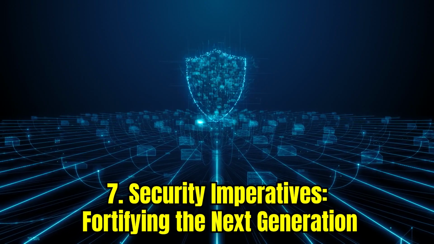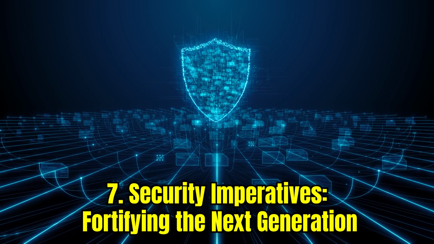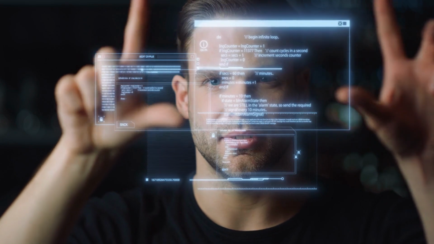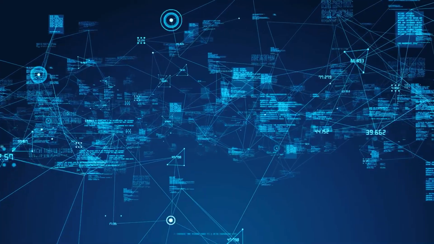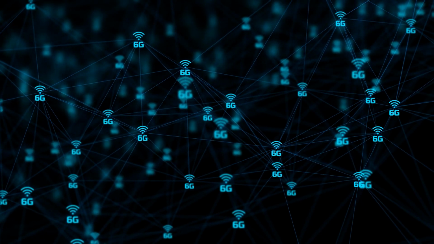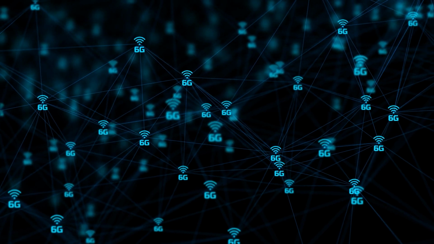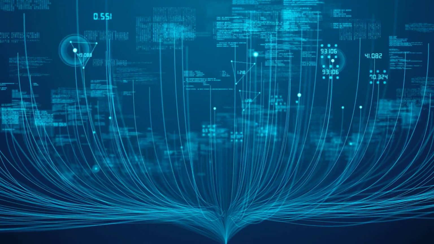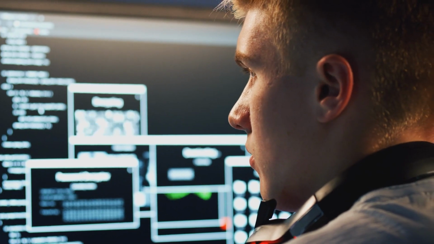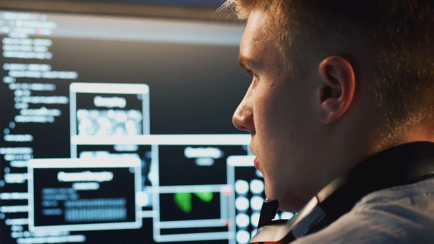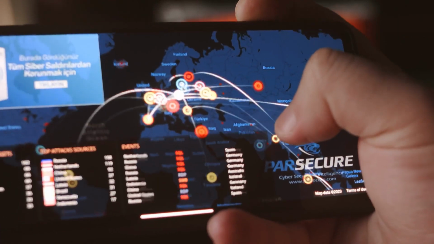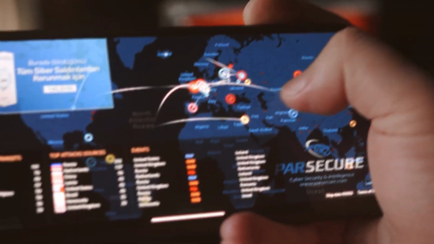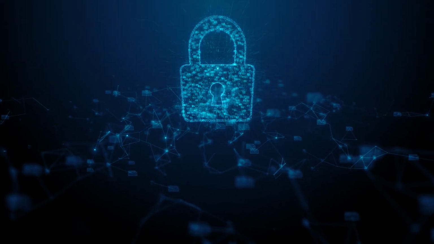7. Security imperatives. Fortifying the next generation. The deployment of 6G technology will necessitate robust cybersecurity measures to safeguard against potential threats, ensuring the integrity and privacy of the vast amounts of data coursing through the network. As 6G establishes itself as a fundamental infrastructure for various applications, from critical communication to autonomous systems, the need for advanced security protocols becomes imperative. This heightened focus on cybersecurity will be essential to mitigate risks, protect sensitive information, and instill trust in the reliability of 6G networks, fostering a secure foundation for the next generation of connectivity.